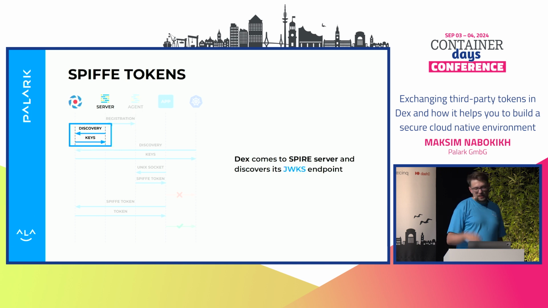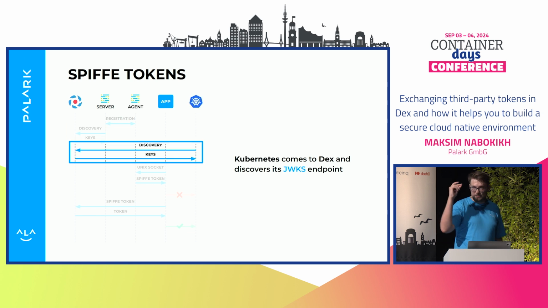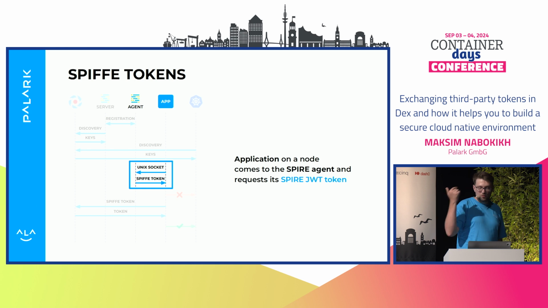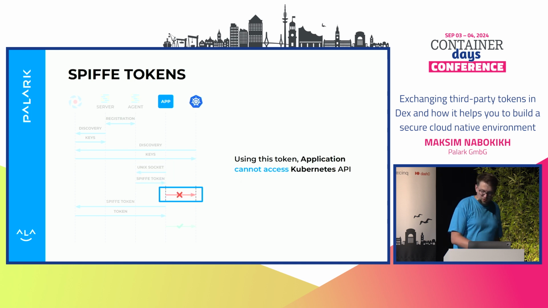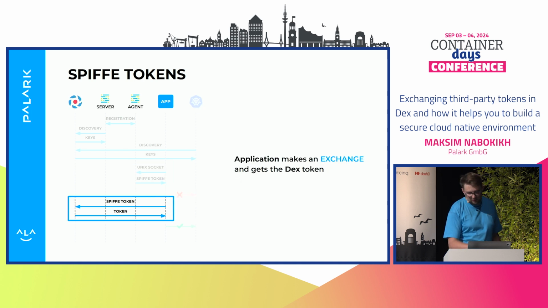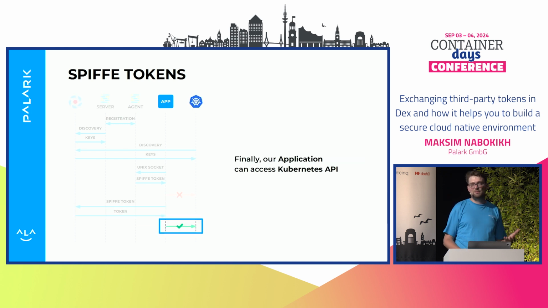The second thing is that because Spire server has an OpenID Connect endpoint, we can register it in DEX as an authentication provider. Next, we connect DEX, as we did previously 4 times already, to Kubernetes as an OpenID Connect provider. And now the juicy part begins. The application goes to the Spire agent and gets its Spiffe token. With the Spiffe token, it cannot access the Kubernetes API at this point, but it can exchange the Spiffe token for a DEX token and finally have access to the Kubernetes API.